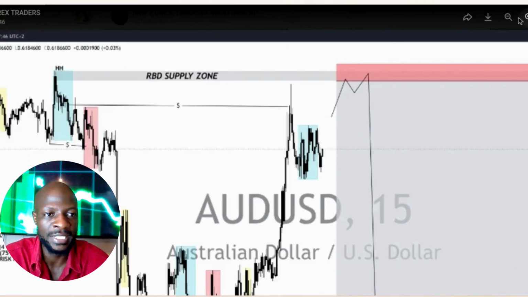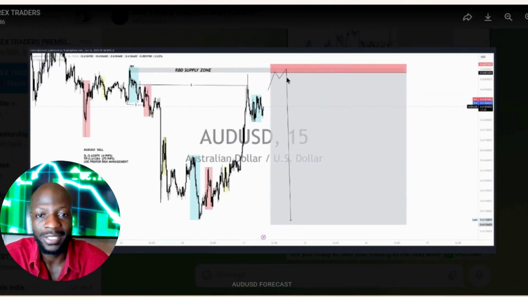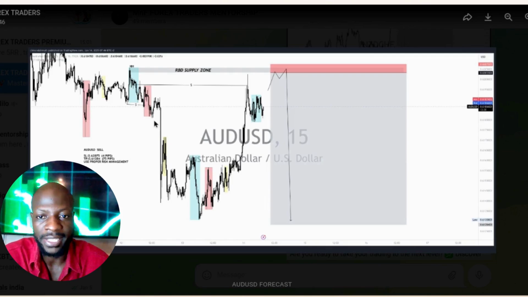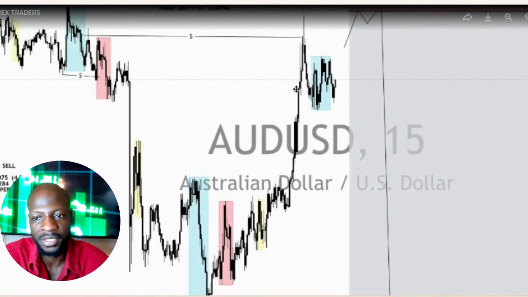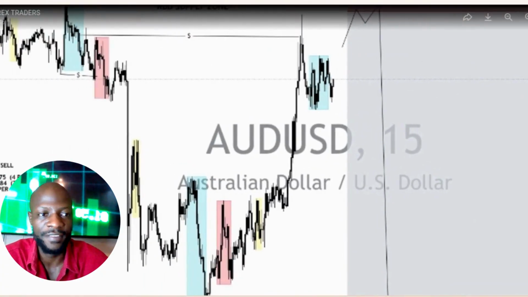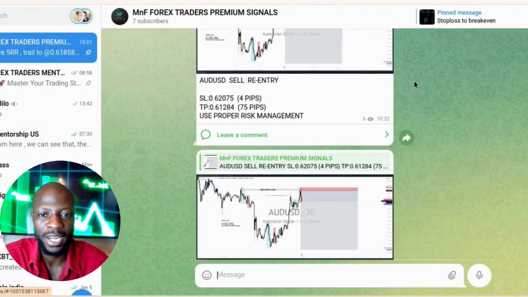So what I was anticipating was for the market to pull back into this area, and once the market does that, we'll be able to execute this particular trade, right? So our stop loss from here, you can see that our stop loss was 4 pips and our target was 75 pips. All right, so after the forecast was shared, let me show you what ended up happening.